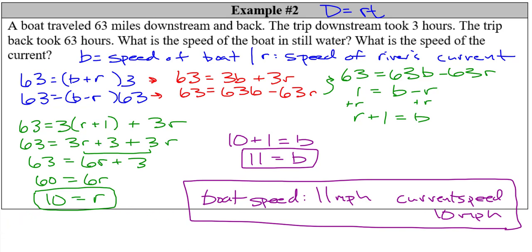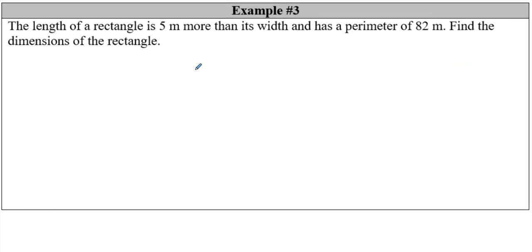All right, we got our next example. This is a rectangle problem, so we need to remember the formula for perimeter, and remember that is adding up all the sides, or using this formula here, 2 times your width plus 2 times your length. This is a great way for us to set this up.